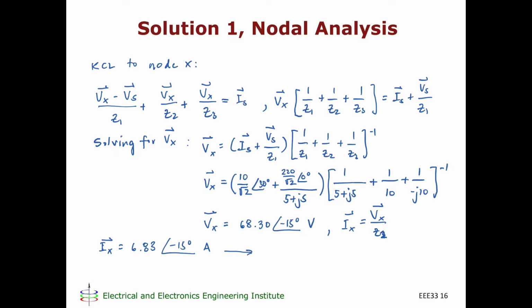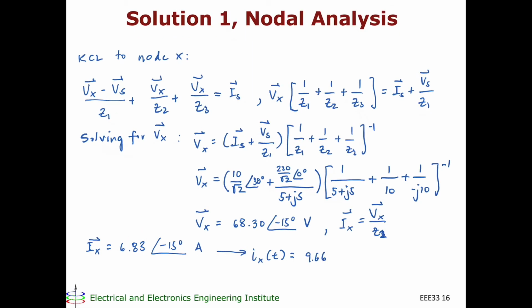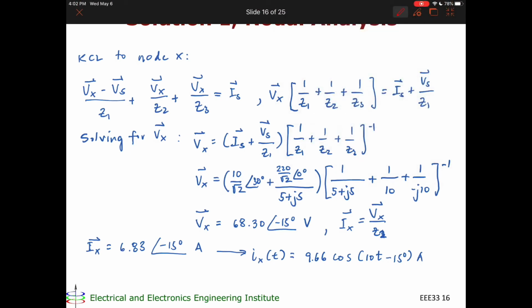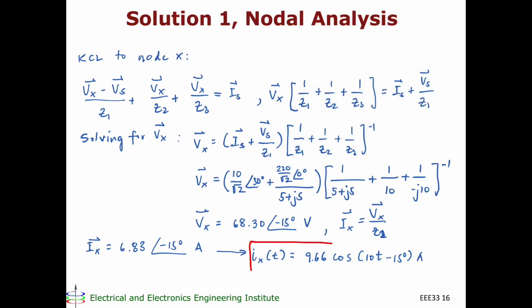Since we are asked to give the time domain expression for I_x, you have I_x of t is now square root of 2 multiplied by 6.83, that is 9.66, cosine of 10t minus 15 degrees amperes. So this is my answer, and I did it using nodal analysis. Let's try a second approach.